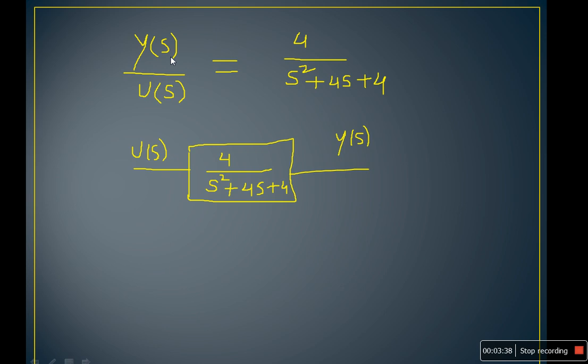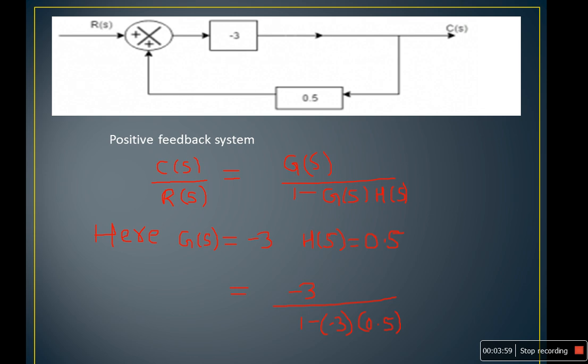So that block diagram is replaced with the single block which is having the input of U(s), output of Y(s), and with the transfer function of 4 by s square plus 4s plus 4. So in this way the complex circuit will be represented with the simple circuit which is having only a single block. So let us go to the next.